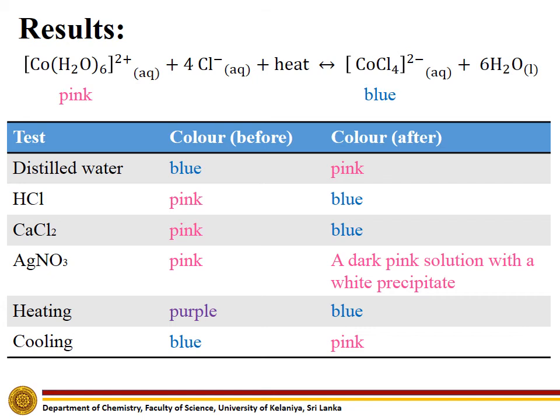The midway color between pink and blue is purple. When the purple color solution is heated, the system will absorb energy and the forward reaction occurs. So the blue color solution is formed. When the sample is cooled, the exothermic backward reaction occurs, so the color changes to pink.